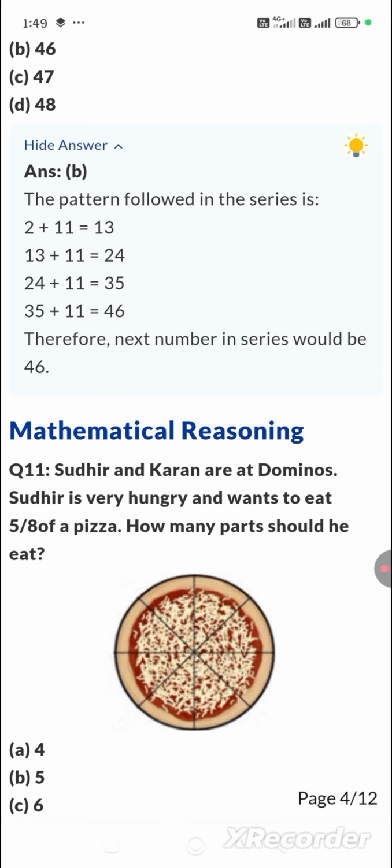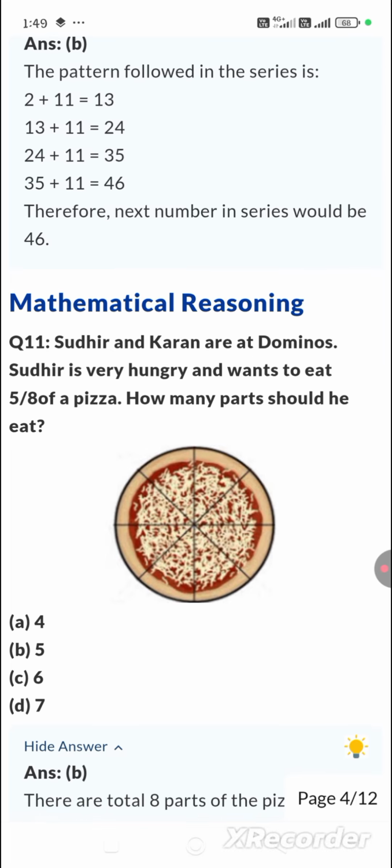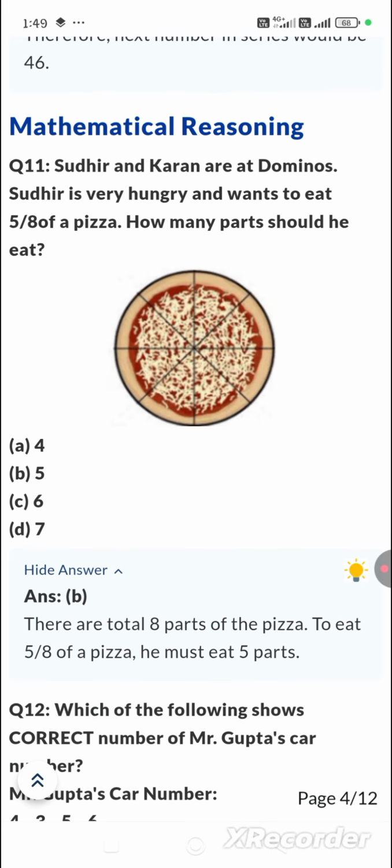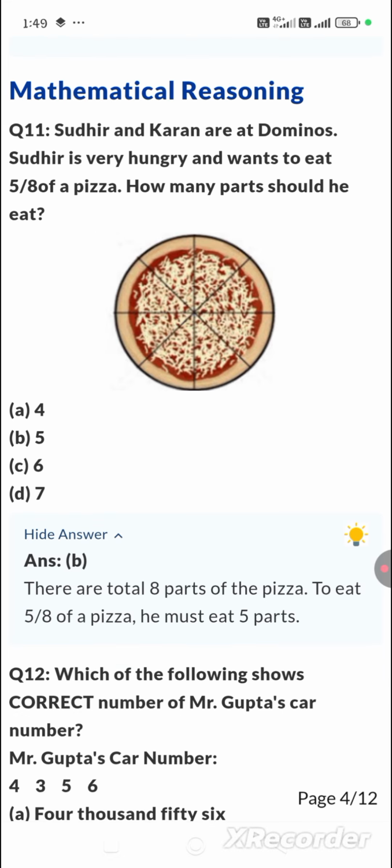This is mathematical reasoning. It also carries 1 mark. Sudhir and Karan are at Domino's. Sudhir is very hungry and wants to eat 5 by 8 of a pizza. How many parts should he eat? The answer is option B. There are total 8 parts of pizza. To eat 5 by 8 of pizza, he must eat 5 parts.